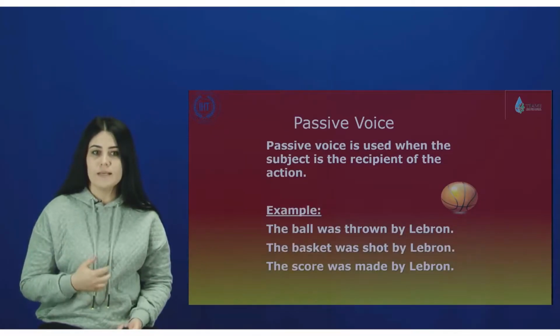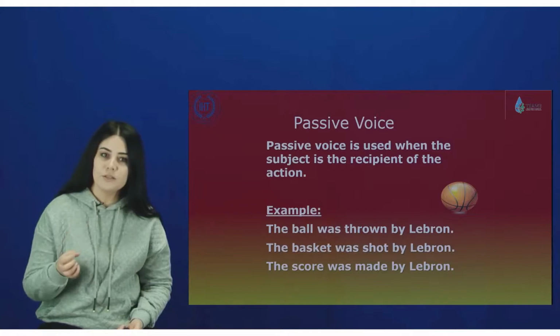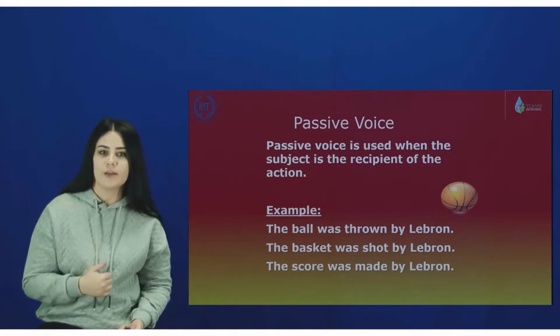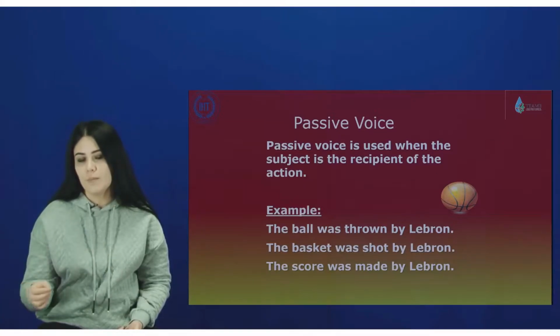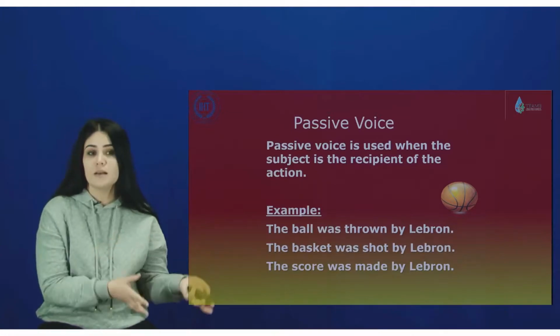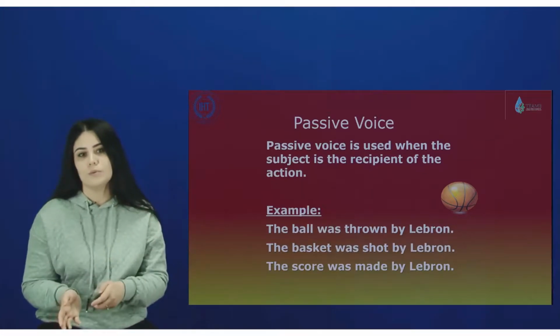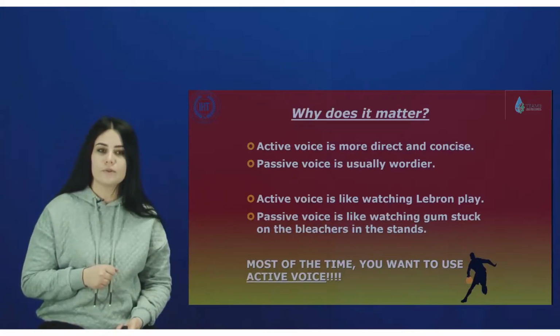Passive voice. Passive voice is used when the subject is the recipient of the action. The ball was thrown by LeBron. The basket was shot by LeBron. The score was made by LeBron. The action is done by LeBron, but the focus is on the ball. So in that case, we use the passive voice.